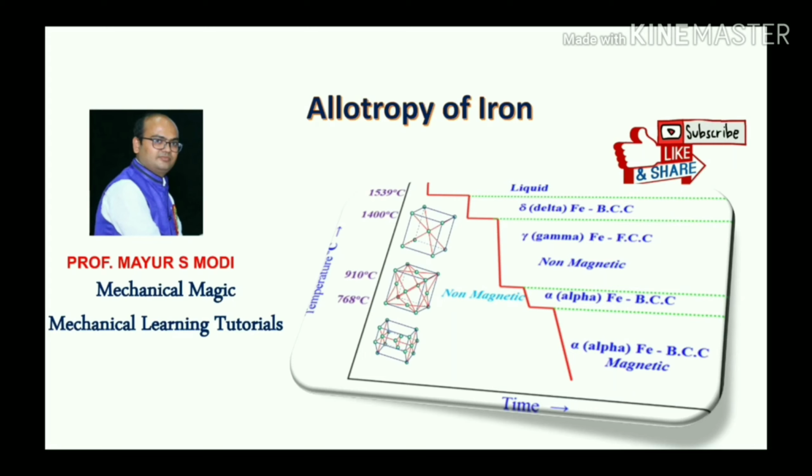In this video, I am talking about the allotropy process of metals. Each and every material has a different melting point, and I am talking about iron. Iron has a melting point of around 1539 degrees centigrade. Above that temperature it will be in the form of liquid.